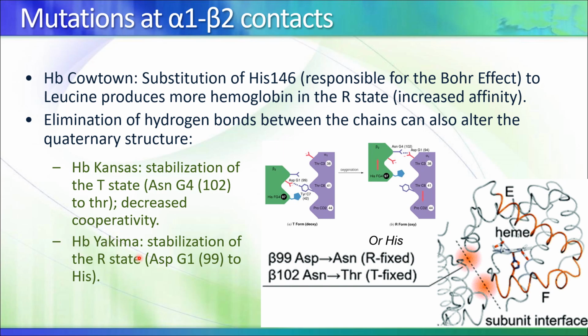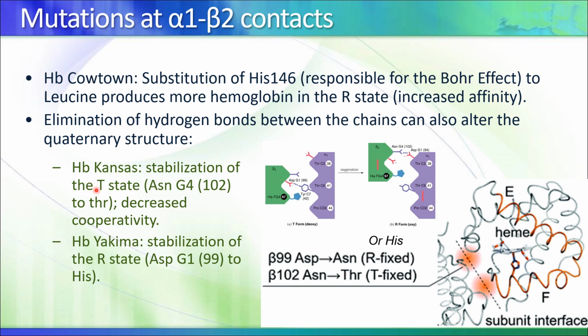Now, Hb Yakima results from a mutation of aspartate 99 to histidine. Okay, so in this case you would have destabilization of the T state as well. So you have this interaction right here that takes place, right? So you have this mutation of aspartate 99 to histidine. So you have destabilization of the T state, and hemoglobin would be more in the R state. You also can have mutation of aspartate 99 to asparagine, and that would cause the same thing. So there are different variants with different mutations at the same spot or amino acid.